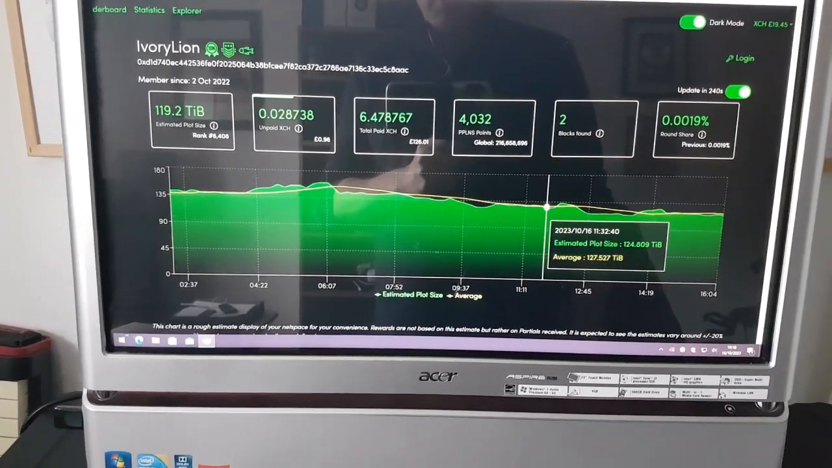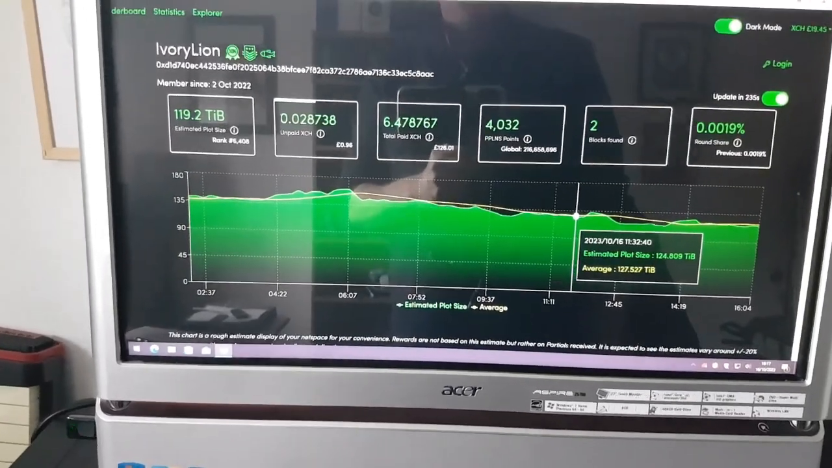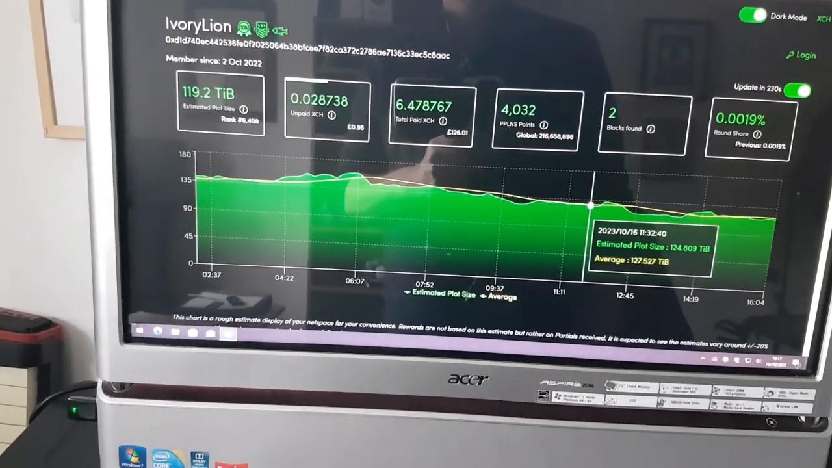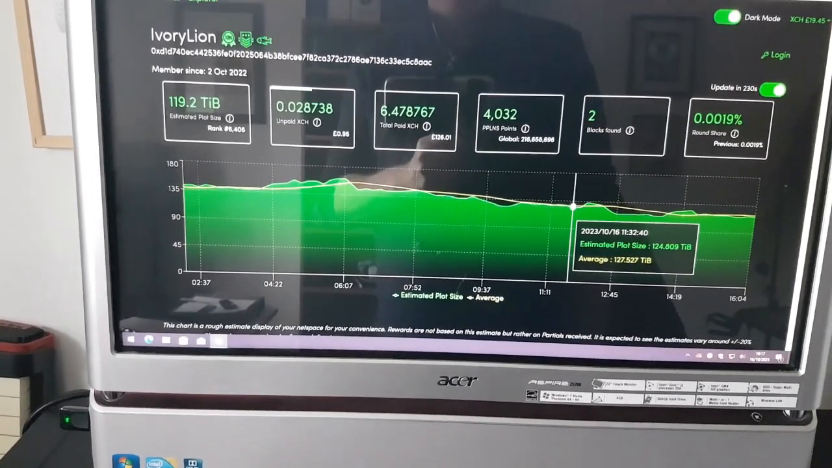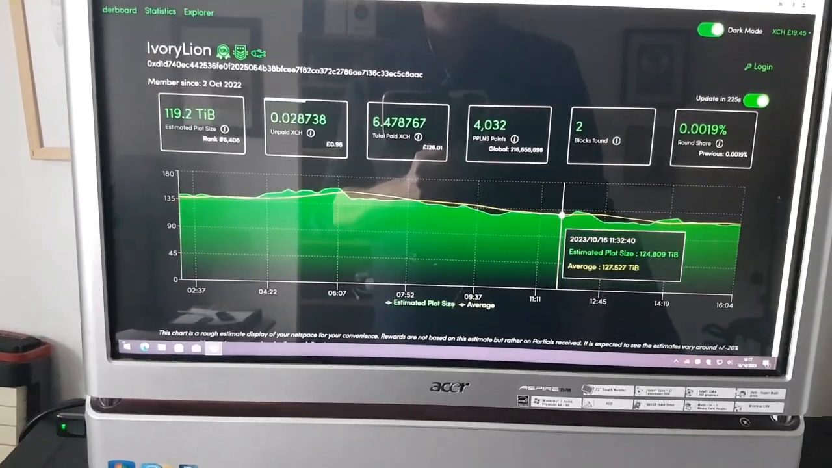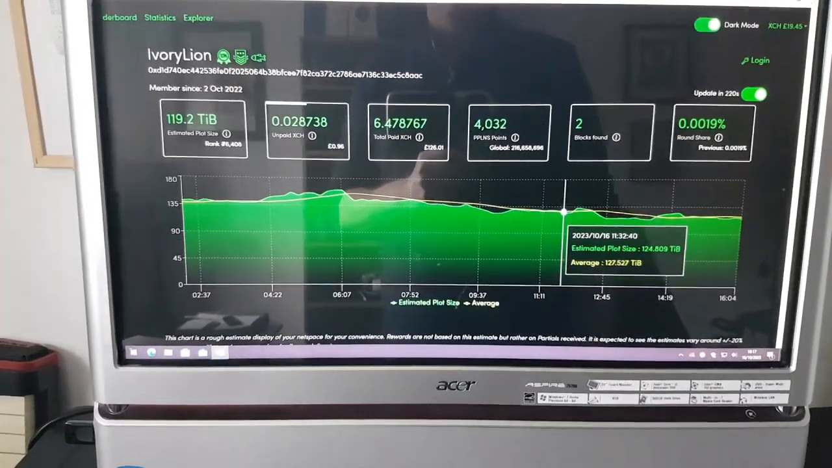So on Space Pool, it's reporting 119.2 terabyte of space. I've got 135 TiB on the farm at the moment. We'll be having a look at that in a bit. Earnings still creeping up, 6.4 in the pool and the two blocks.